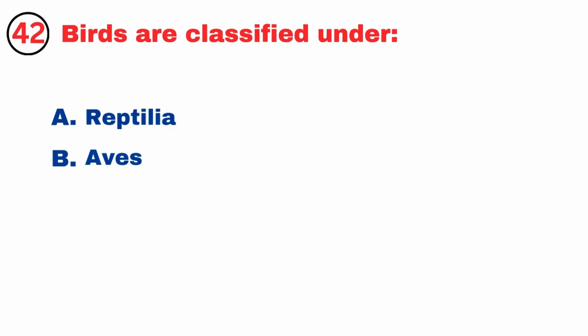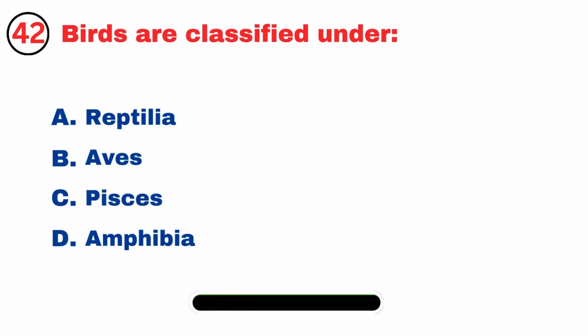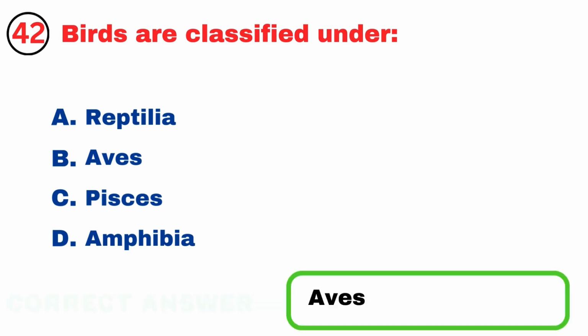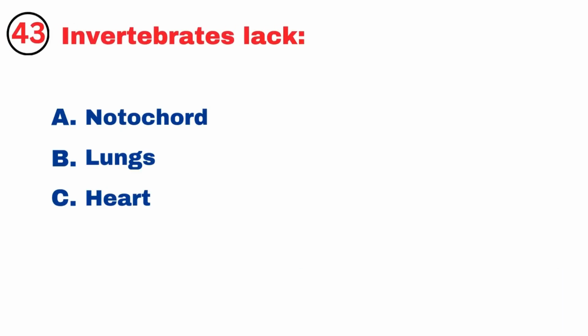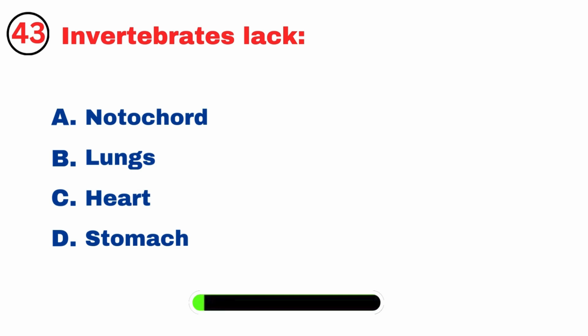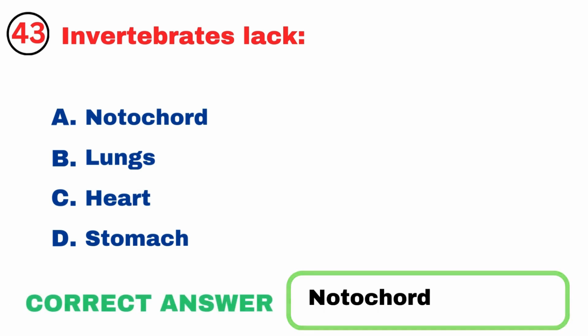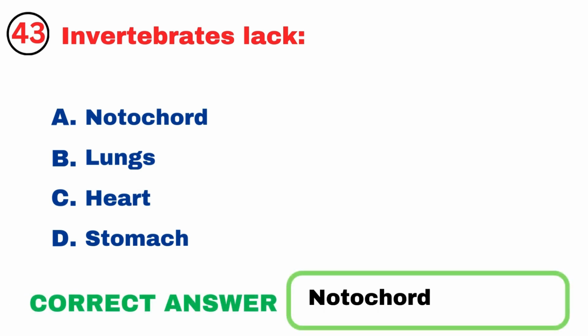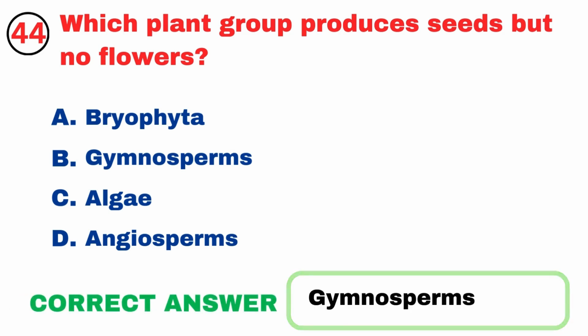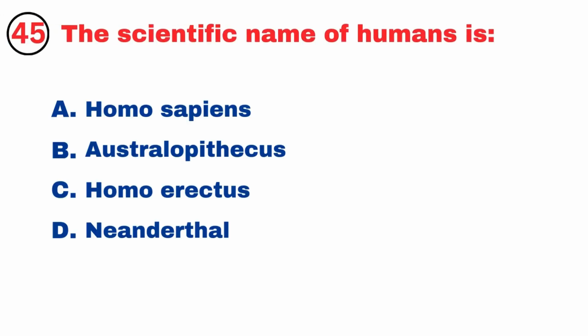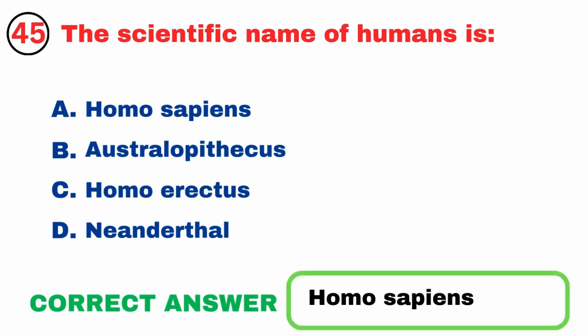Birds are classified under Aves. Invertebrates lack notochord. Which plant group produces seeds but no flowers? Gymnosperms. The scientific name of humans is Homo sapiens.